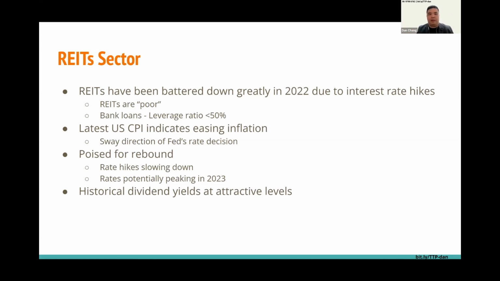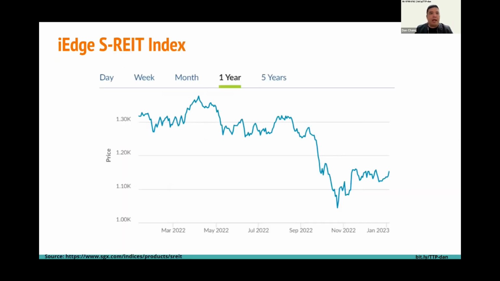are priced in. Based on historical dividend payout, the dividend yield is at a very attractive level. I need to explain a bit here. Dividend yield equals dividend payout divided by price. So when the price drops, naturally the dividend yield will go up, provided that the dividend payout is the same. Based on last year's dividend payout over the REIT price now, the dividend yield is very attractive. And I want to back up my claim with data.